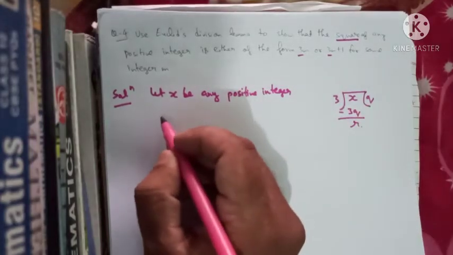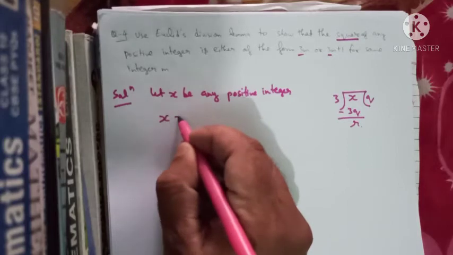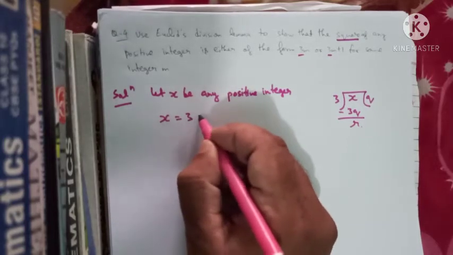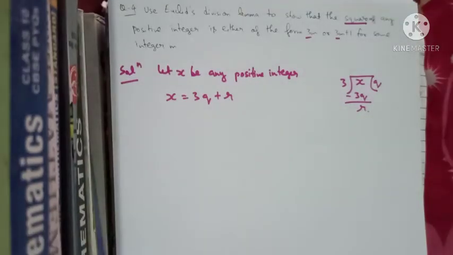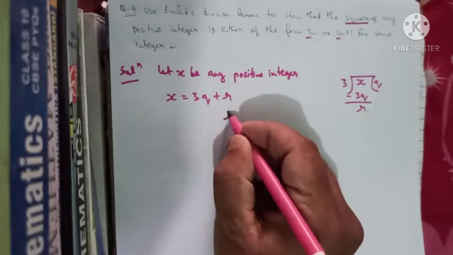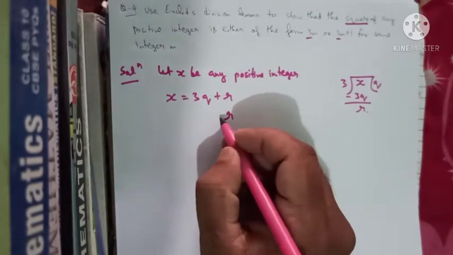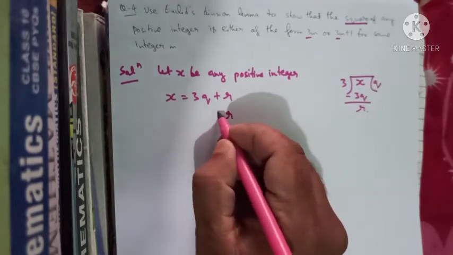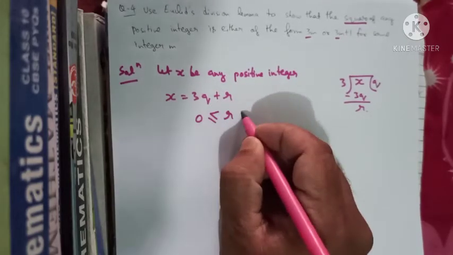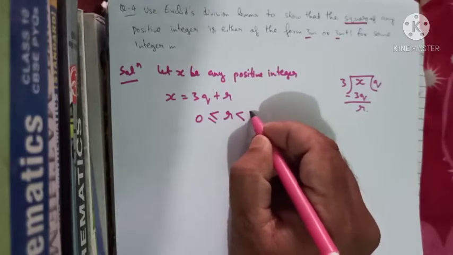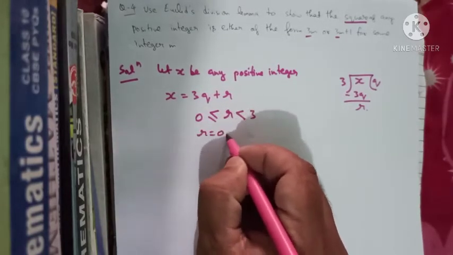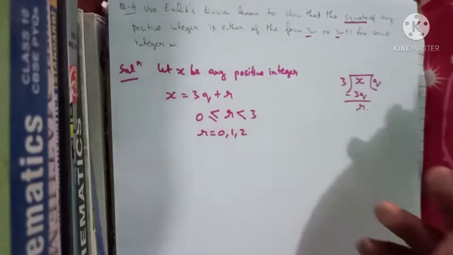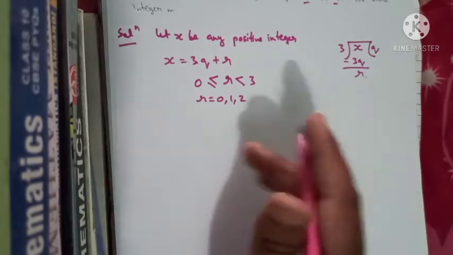So we can write dividend x is equal to divisor 3 times quotient q plus remainder r, where the value of r will be obviously greater than or equal to 0 and less than the divisor, that is 3. So that means the value of r can be 0, 1 or 2. There are only 3 cases. Now let us discuss these 3 cases one by one.